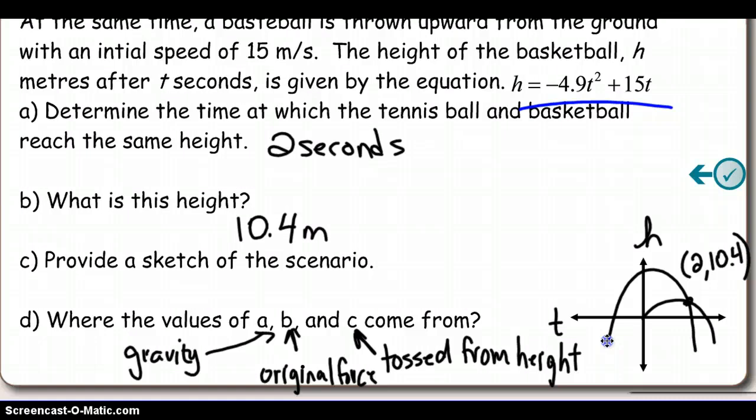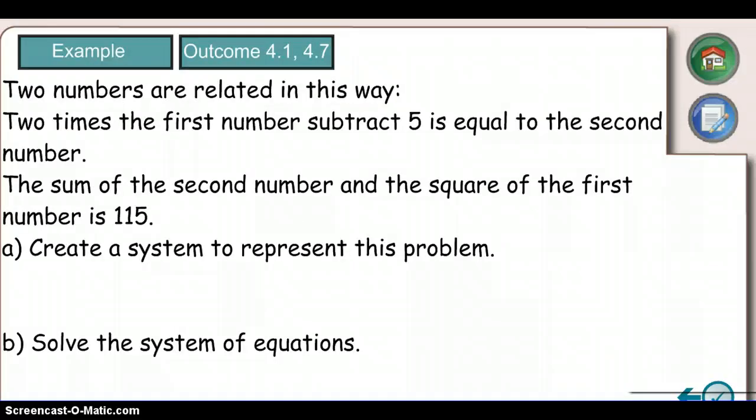Okay, so here I've solved this one. Now D right here, this is just kind of like extra information, just a side note in case you were wondering. Okay, so those are two projectile path launched questions. Now we're going to move into a new style, which is the two number style. Okay, so there are two numbers related in this way.